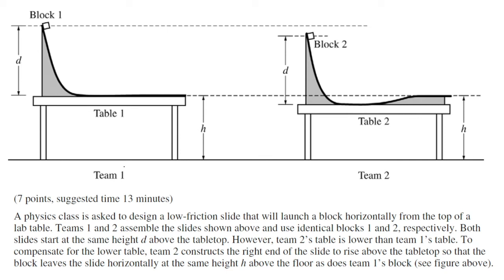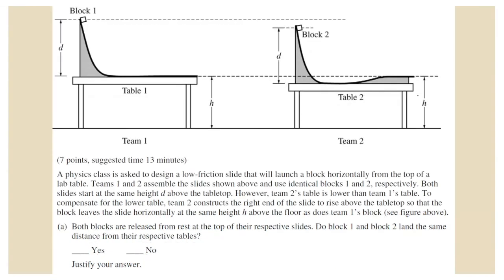However, Team 2's table is lower than Team 1's table. It says here, to compensate for the lower table, Team 2 constructs the right end of the slide to rise above the tabletop so that the block leaves the slide at the same height h above the floor as Table 1. So you see here how the tables are lower. So what they did was they just made this rise up a little bit. Okay. Now, part A of the question says both blocks are released from rest at the top of their respective slides. Do block 1 and block 2 land the same distance from their respective tables?